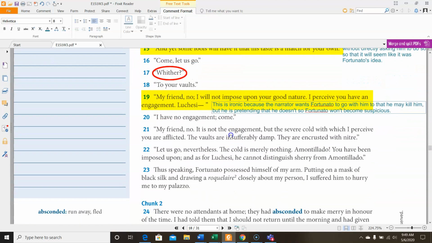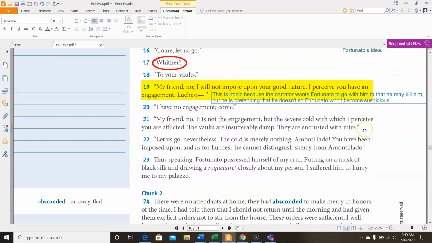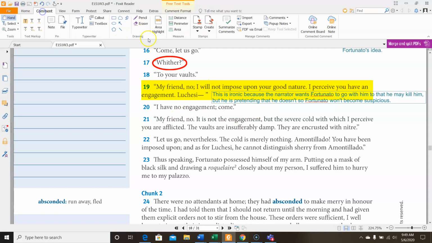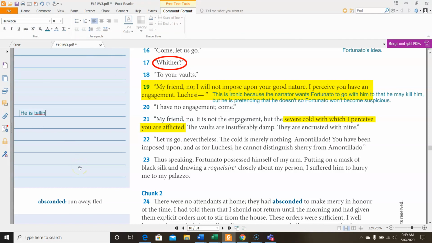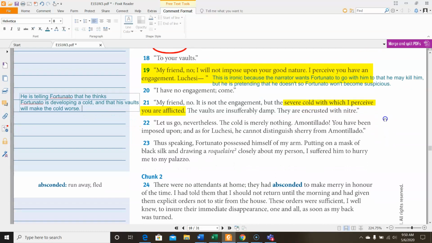I have no engagement, come. My friend, no, it is not the engagement, but the severe cold with which I perceive you are afflicted. The vaults are insufferably damp, they are encrusted with nitre. So here, he says the severe cold with which I perceive you are afflicted, meaning I think you have a cold. But earlier he said, you look so well. So now he's contradicting what he earlier said. So now he is telling Fortunato that he thinks Fortunato is developing a cold and that his vaults will make the cold worse because of how damp they are and how they're encrusted with nitre.